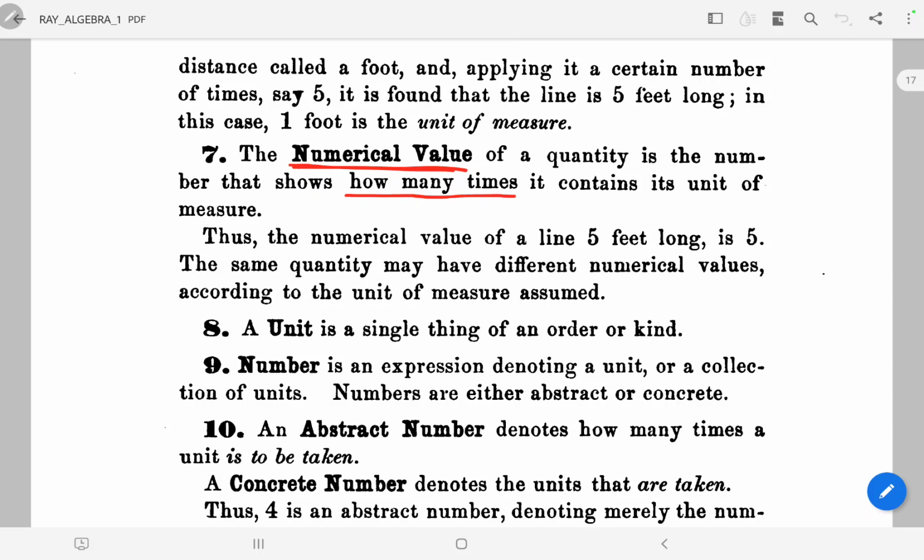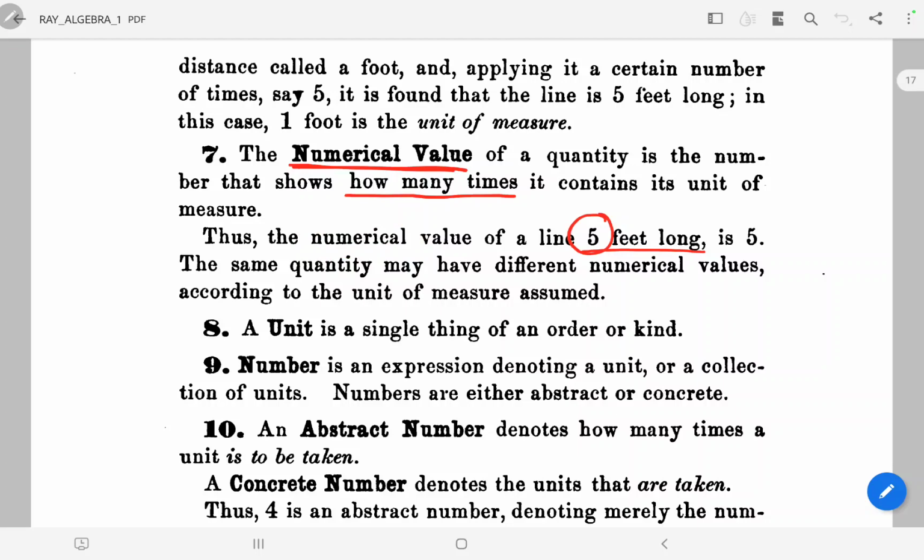Thus, the numerical value of the line that was 5 feet long, here we have the measure of that line. The number that shows how many times, which is 5, this number 5 is the numerical value of that quantity. The numerical value, just the number. The numerical value of this quantity is 5.